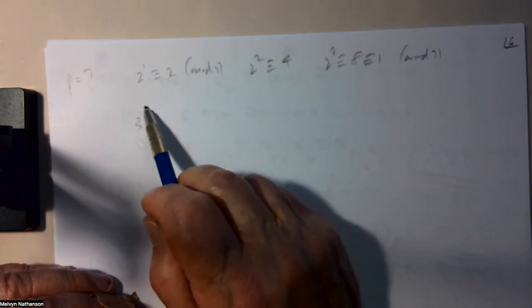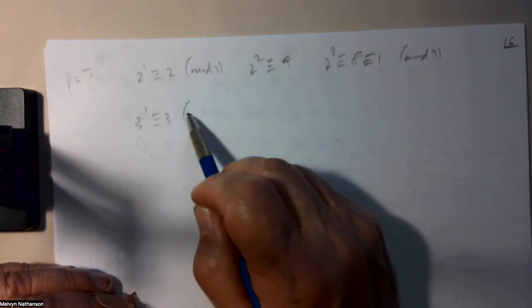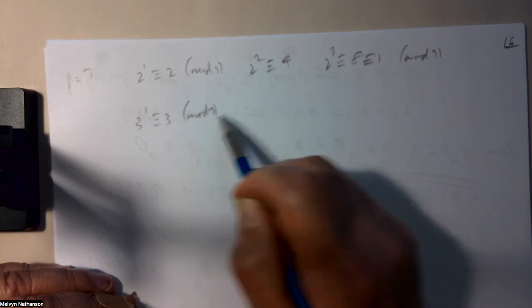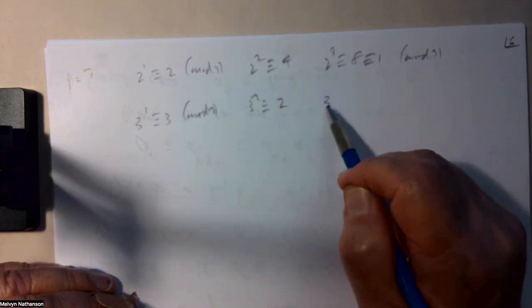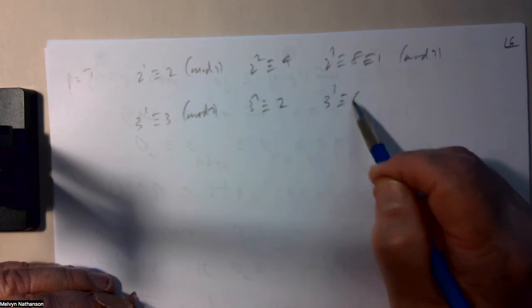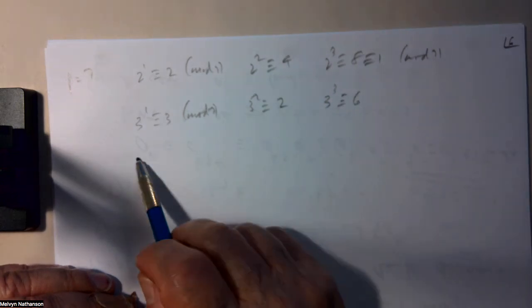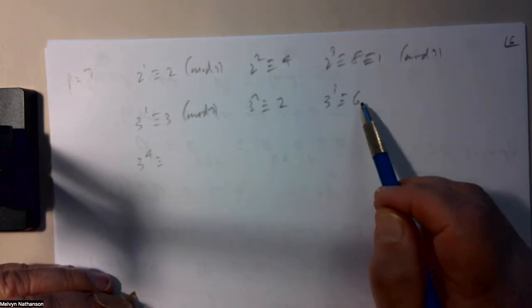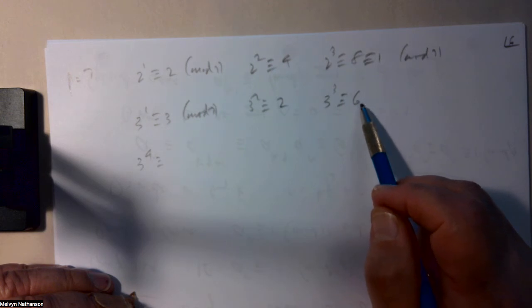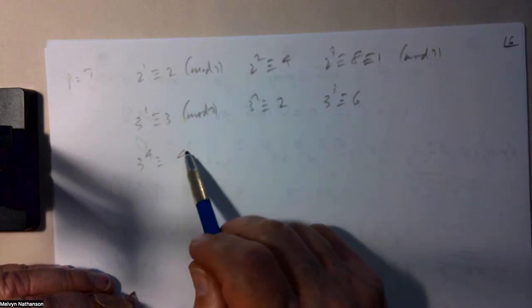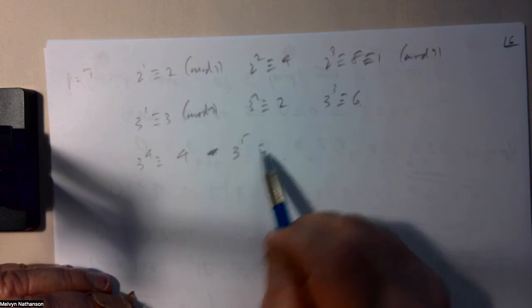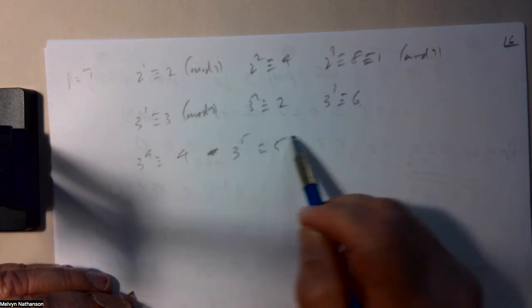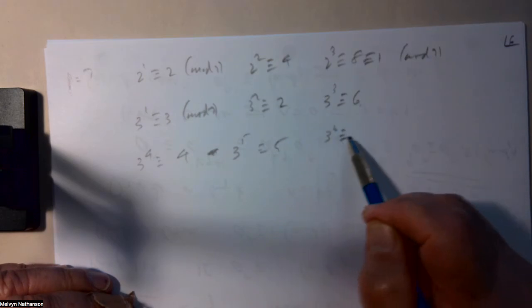If I take 3, 3 to the first power is congruent to 3 mod 7. 3 squared is 9, which is 2 mod 7. 3 cubed is 2 times 3, which is 6 mod 7. 3 to the fourth power, because 3 times 6 is 18, and 18 is 4 mod 7. 3 to the fifth is 12, which is 5 mod 7. And 3 to the sixth is 1 mod 7.